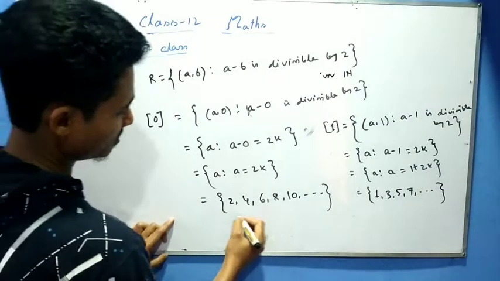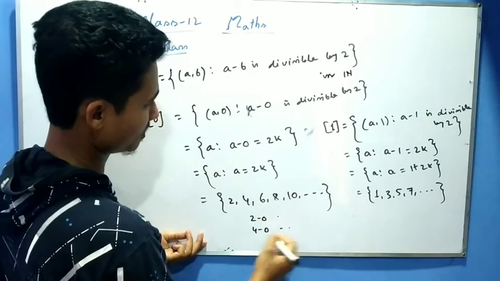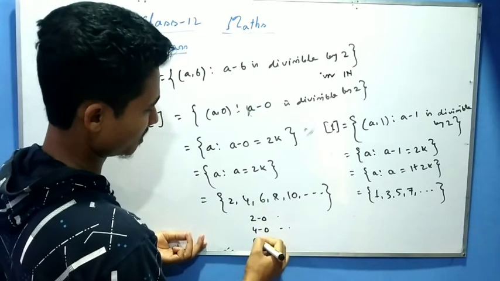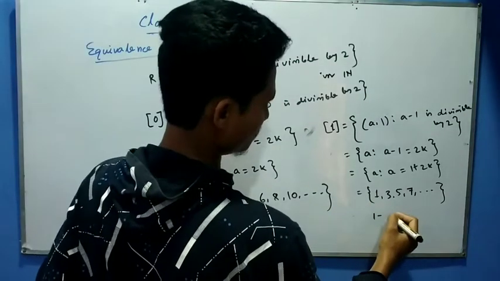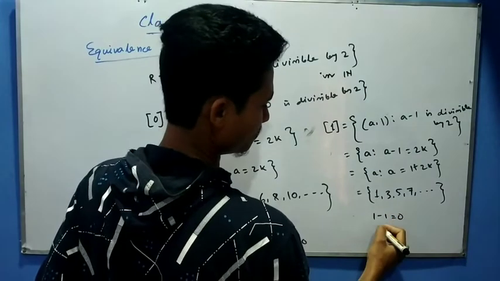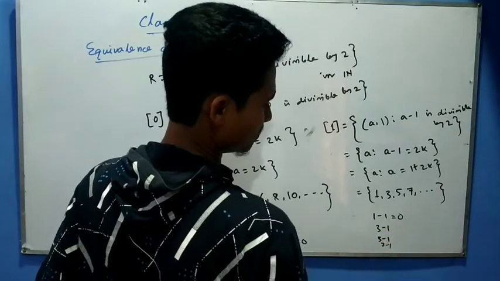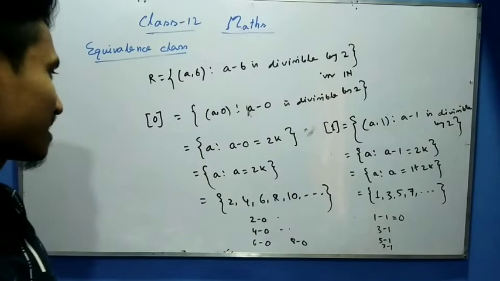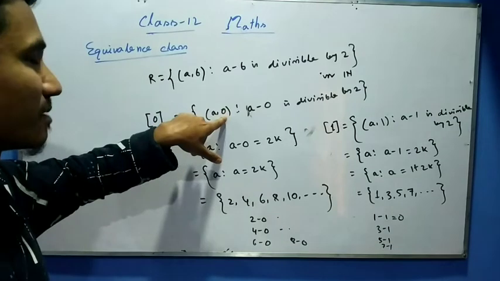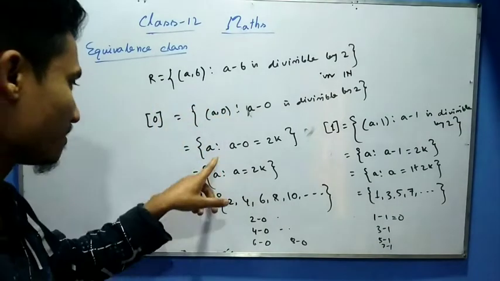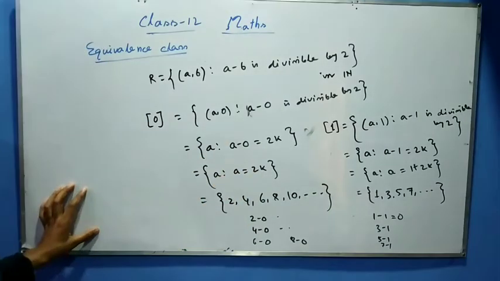Okay, so these are the elements. Now we can check also. We know 2 minus 0 is divisible by 2, 4 minus 0 is divisible by 2, then 6 minus 0 is also divisible by 2, 8 minus 0 is also divisible by 2. Then 1 minus 1 is also, because 0 is divisible by 2, then 3 minus 1 is divisible by 2, 5 minus 1 is divisible by 2, 7 minus 1 is divisible by 2. So what is the meaning of equivalence class? The equivalence class of an element, we take that element as the second element, the value of b. Then the values of a that we get are called the equivalence class of that particular given element.